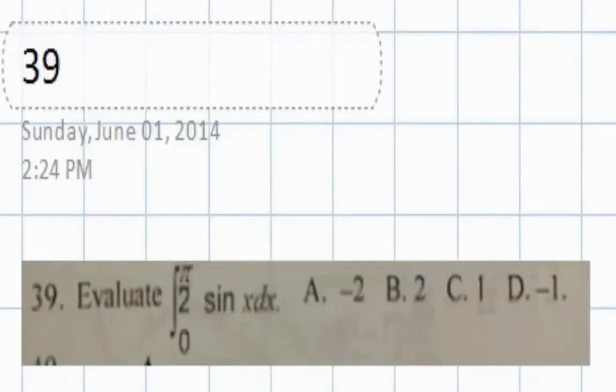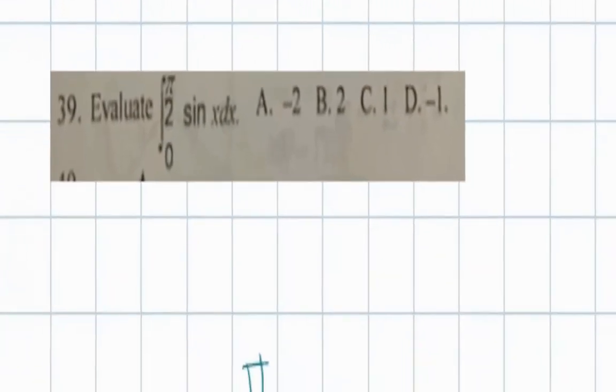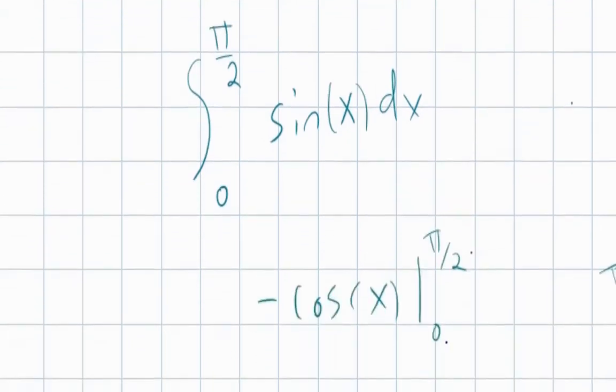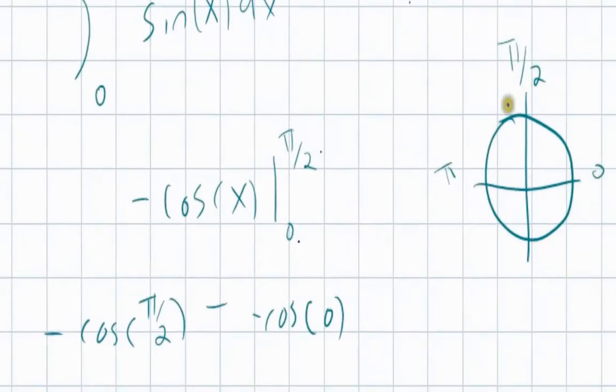Question 39 wants us to evaluate the integral of the sine of x dx going from 0 to pi over 2. The integral of the sine of x is negative cosine of x, but remember they want us to go from 0 to pi over 2. And so I drew over here a little unit circle to remind you what that means. You want to start with the uppermost, the one that has the most value, because it's 0 to pi over 2. So we'll start off here.